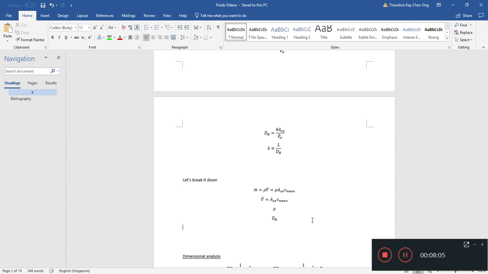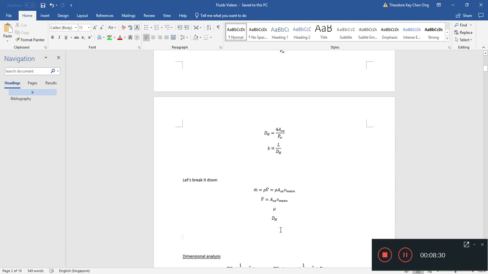But what ultimately does temperature affect? It will affect the density and viscosity. These are more directly related to the fluid. What else? See if you can think of any more. Okay. If not, we are going to put all these in.